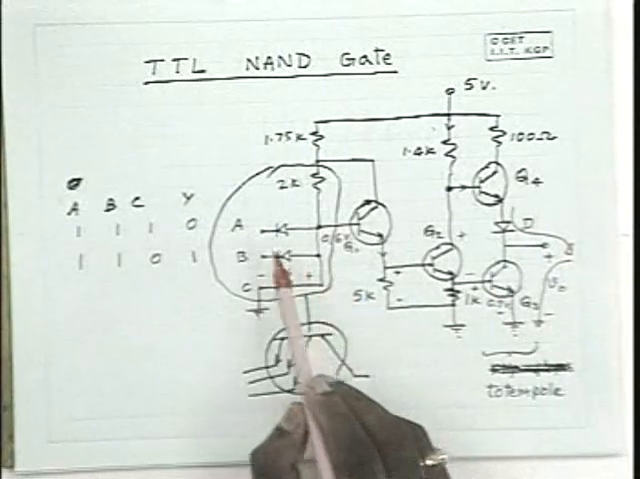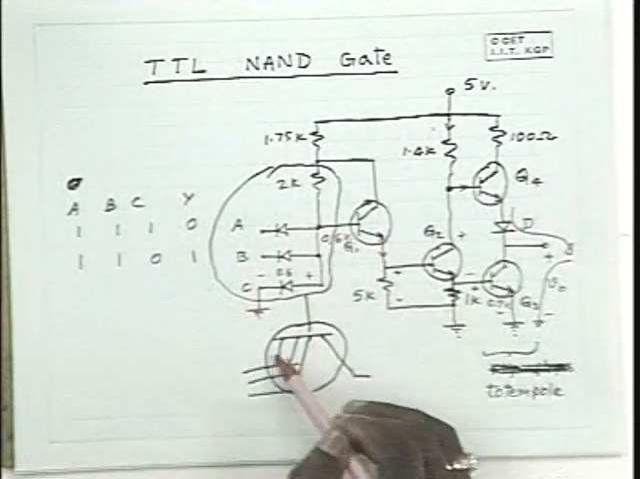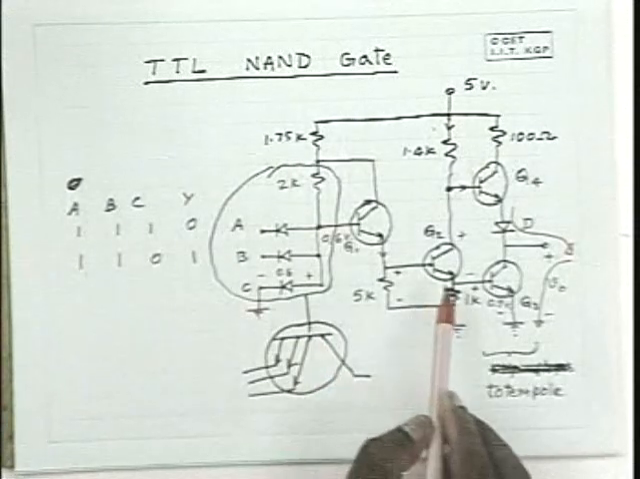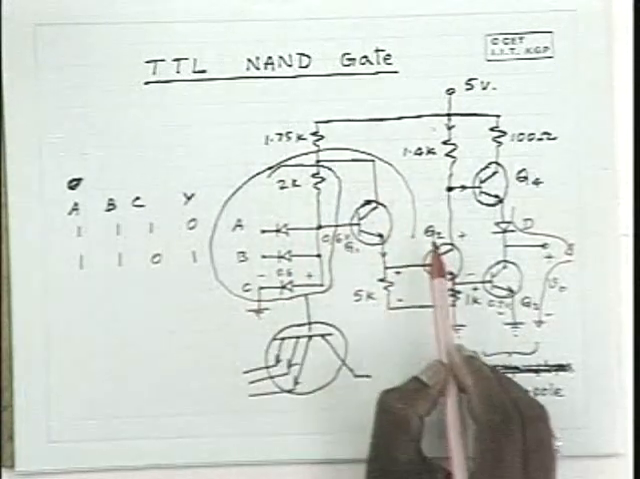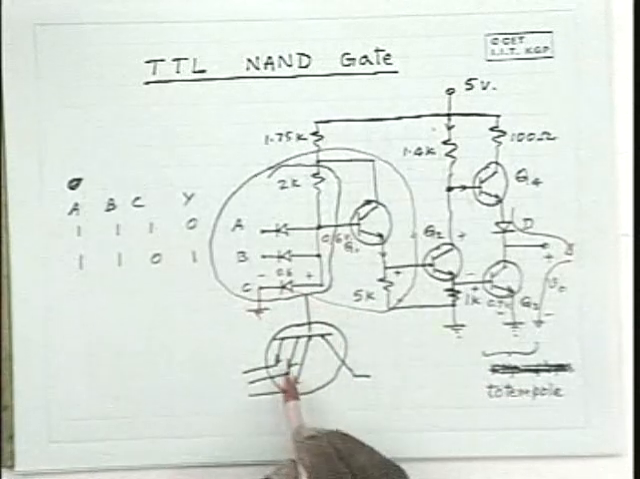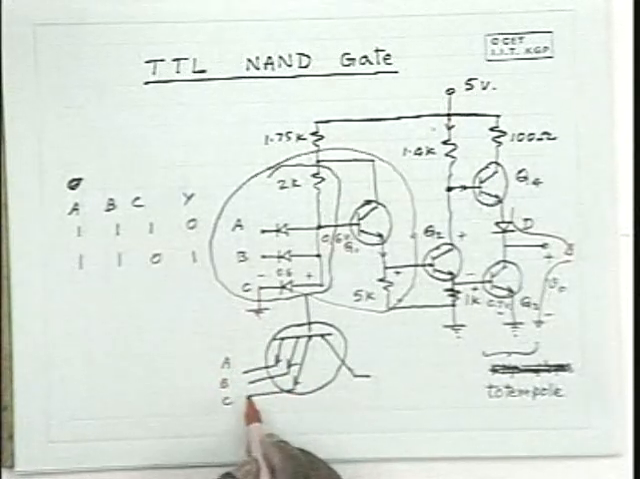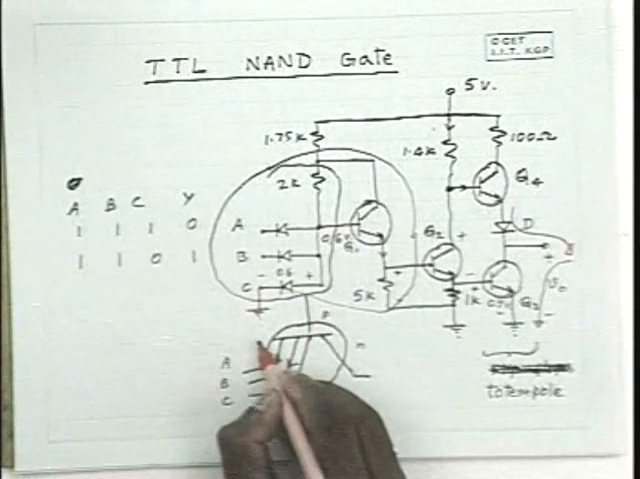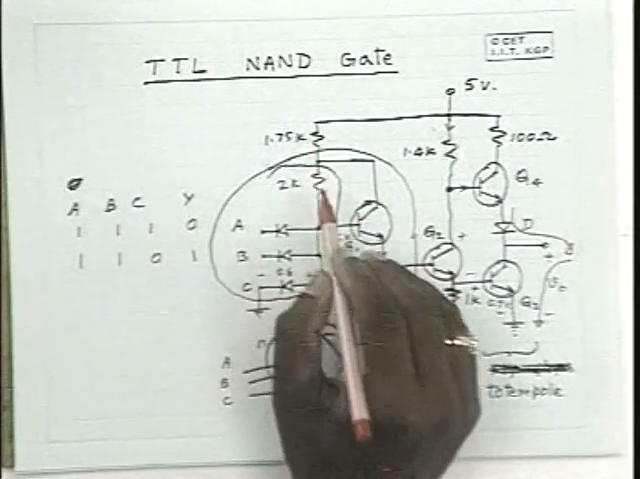And usually, this circuit is implemented through a transistor circuit of this type. In fact, these two transistors, including this transistor, the whole thing can be replaced by the multi-emitter gate. When any one of the inputs or when all the inputs are connected to one, please note that it is an NPN transistor. And this being connected through a 4K resistance actually.